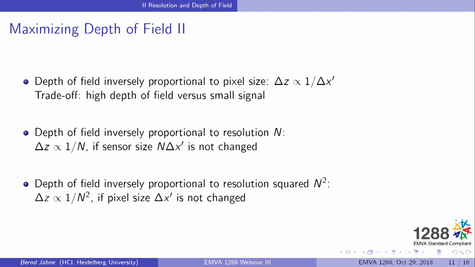And the worst situation is actually given by the situation where you keep the pixel size constant and just double the resolution. That means you get double the sensor. That means the magnification is now also twice as large. And then the depth of field goes down basically by 1 over n squared. That means doubling the resolution with otherwise constant image sensor size gives you only a quarter of the depth of field. So high resolution you really have to pay a price for.